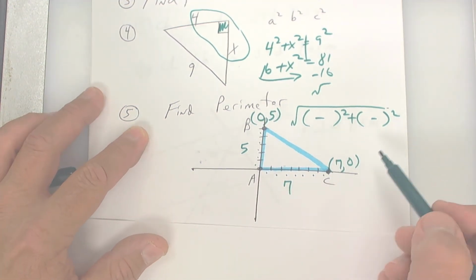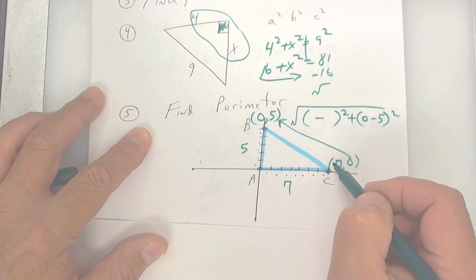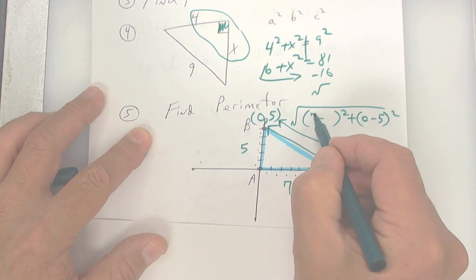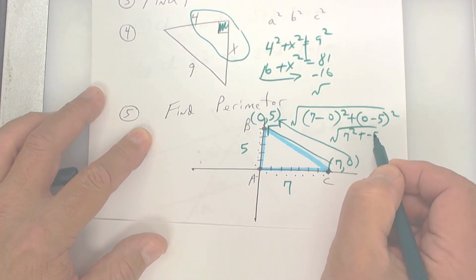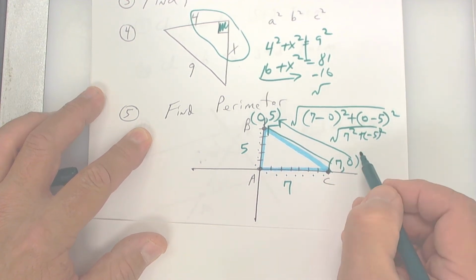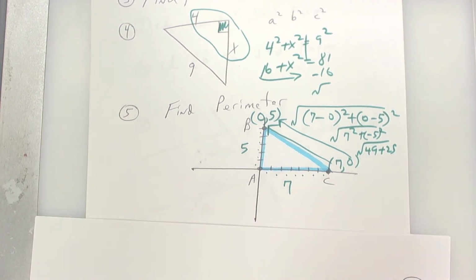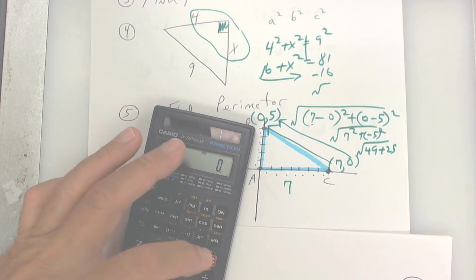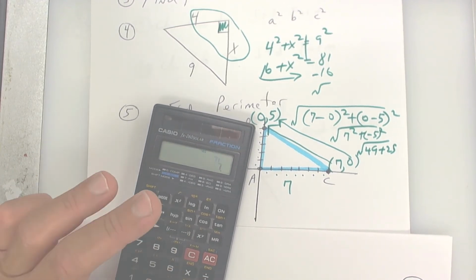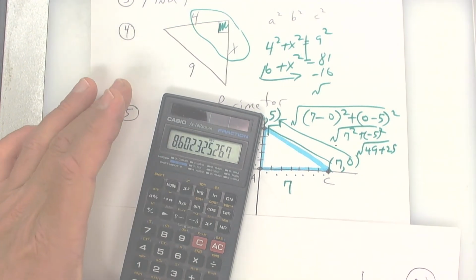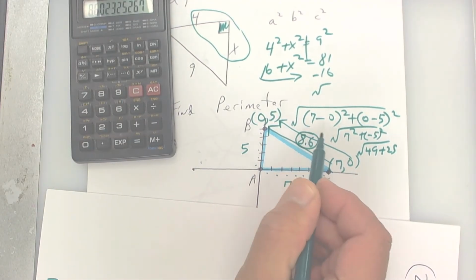So to do the distance formula, it's going to be 0 minus 5 over here, and 7 minus 0 over here. So I'm going to get 7 squared plus negative 5 squared. So that gives me 49 plus 25, whatever that is. So I take my calculator. I take 49 plus 25, press equals, shift, square root. I get 8.6. So this distance is about 8.6.